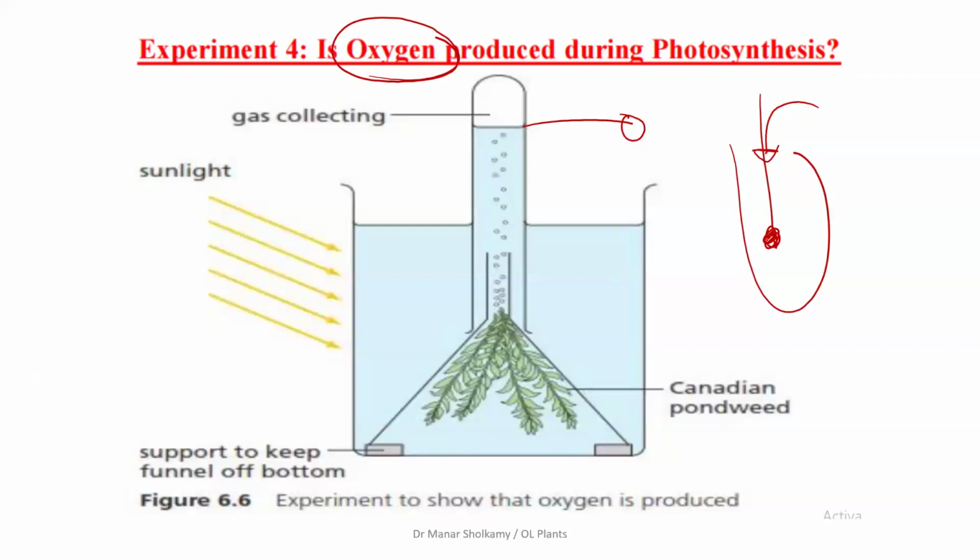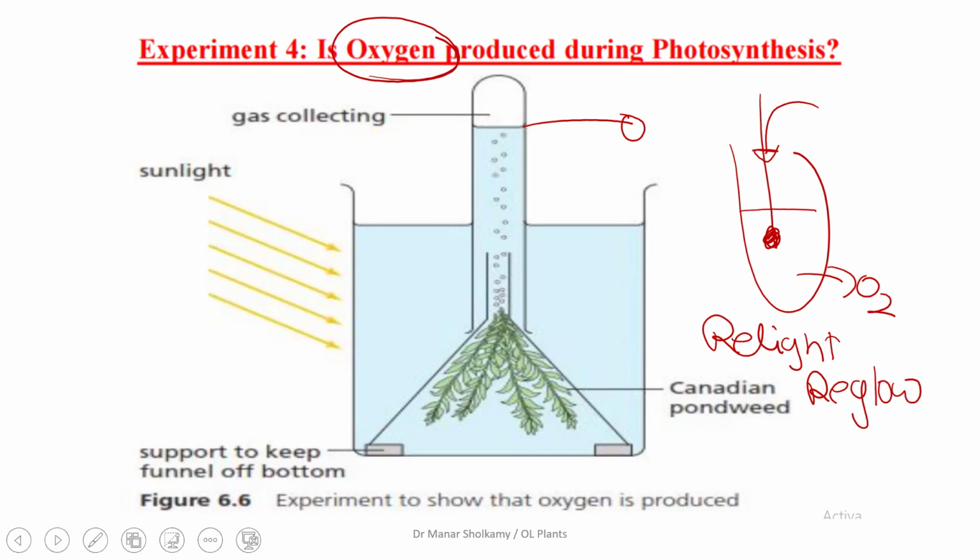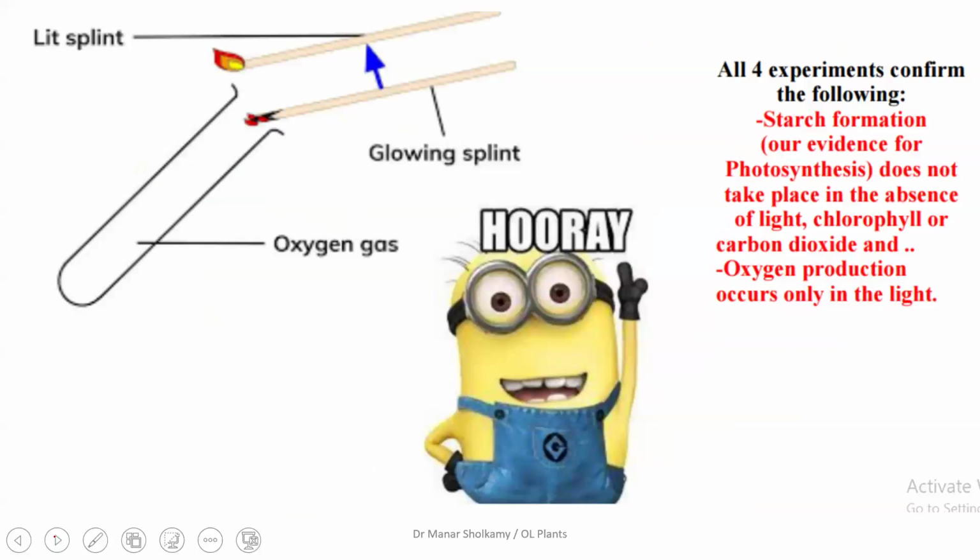Glowing. Very good, a splint. A splint is a wooden bar, like you saw in the video, that is already lit. But if there is oxygen, it will relight or re-glow. This is the key word. In the presence of oxygen, oxygen makes fire relight or re-glow. So this test should be a positive test because oxygen is produced in photosynthesis.